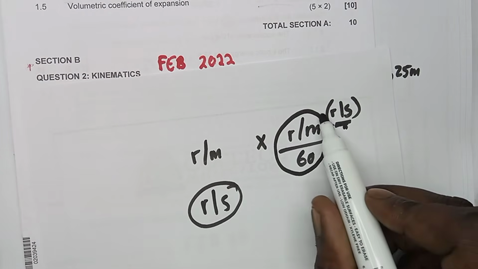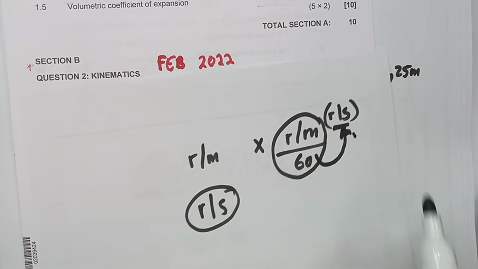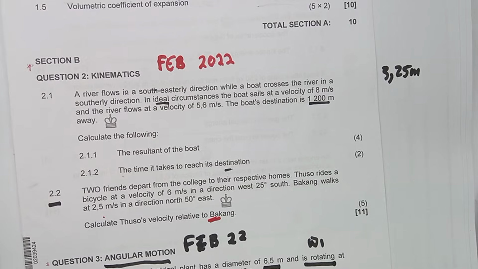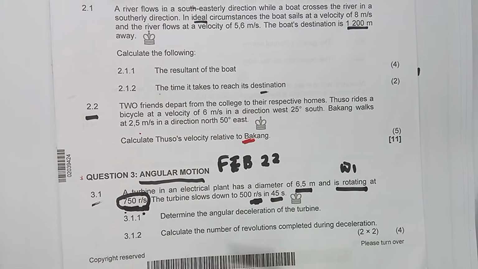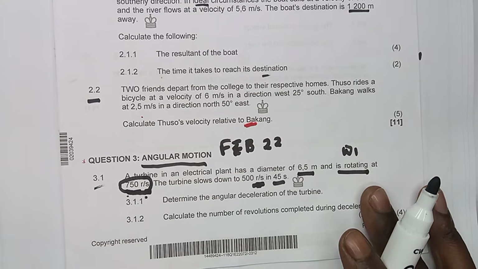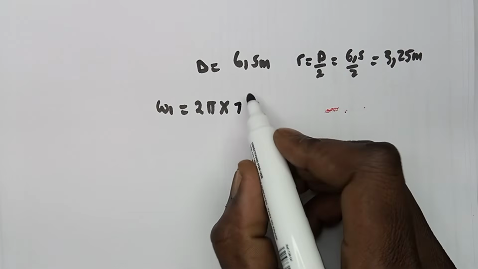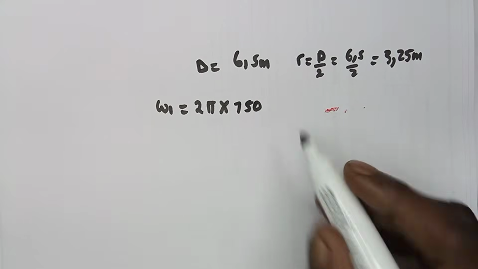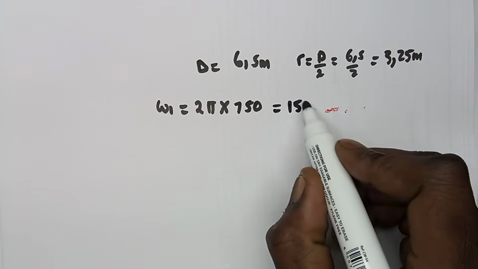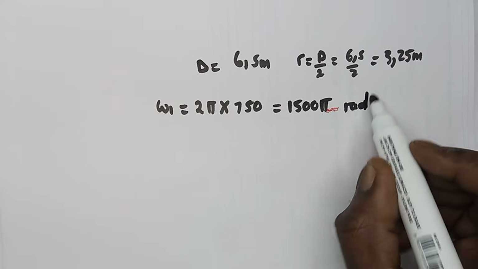Dividing by 60 is a sign of converting to revs per second. So that is wrong if you divide this again by 60, because already we are given this in revs per second. So you're not going to divide, but you're just going to multiply there. So take note about this guys. So you multiply directly by 750 there. So this is going to give us 1500 pi rads per second.